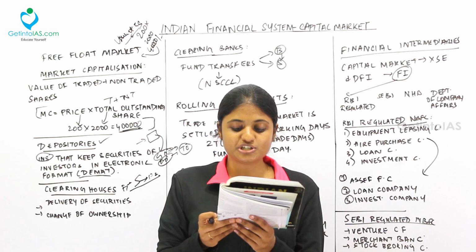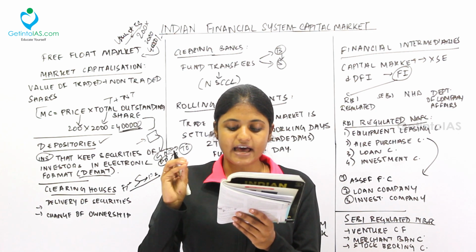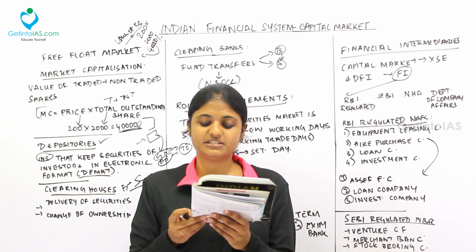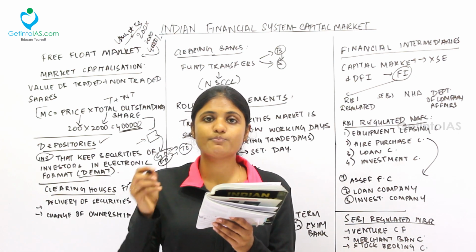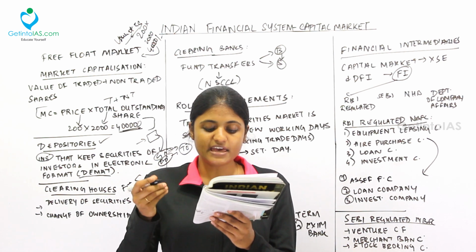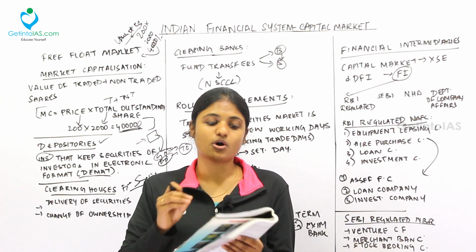It was established by UTI, Unit Trust of India, NSE and IDBI. The Central Depository Services India Limited, CDSL, was established by Bombay Stock Exchange, Bank of India, Bank of Baroda, SBI and HDFC Bank. Fine. So you have to know who all established these corporations.